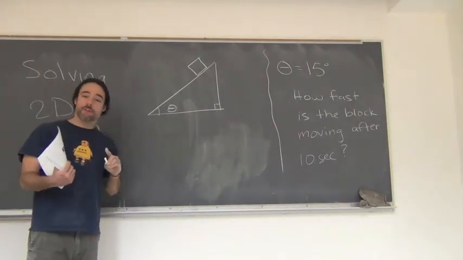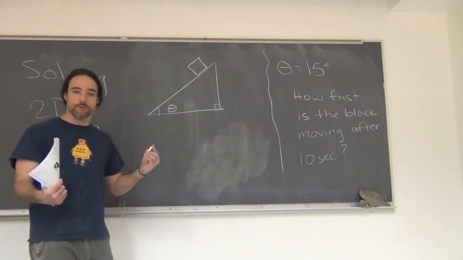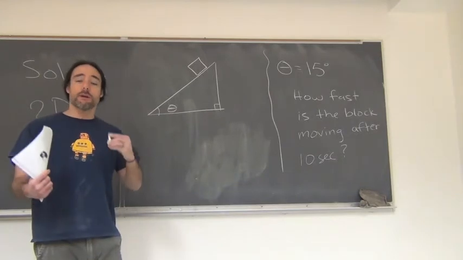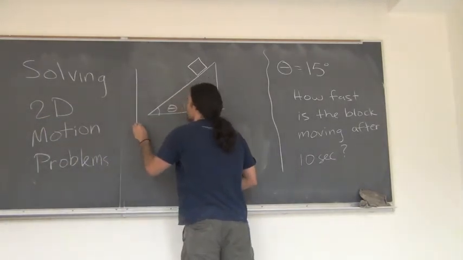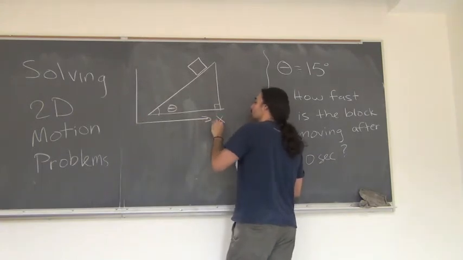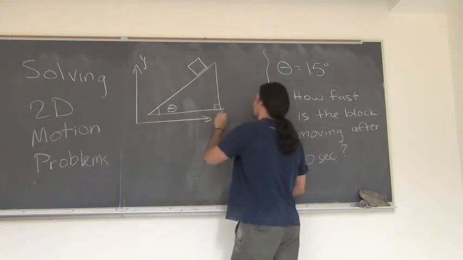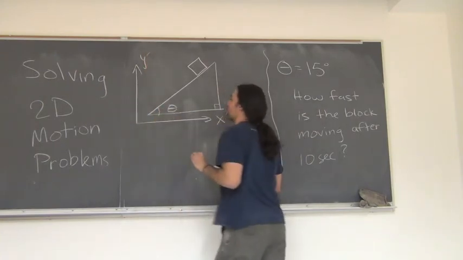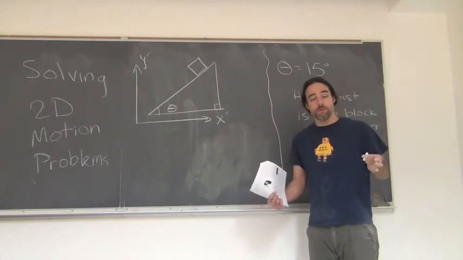Now, there's a couple of different coordinate systems we could choose here. In fact, there's infinitely many coordinate systems we can choose. But if you're like most new physics students, you may put your coordinate system like this. I'm going to call this x prime and y prime. It's a perfectly good coordinate system to use.